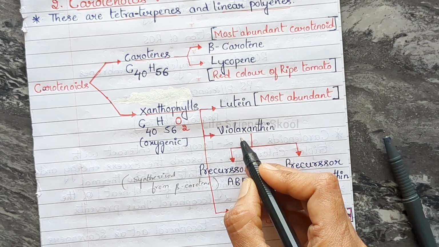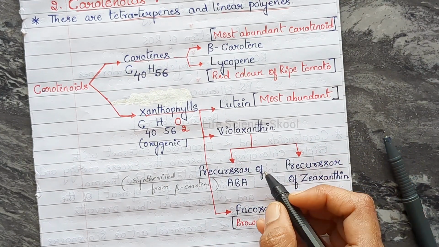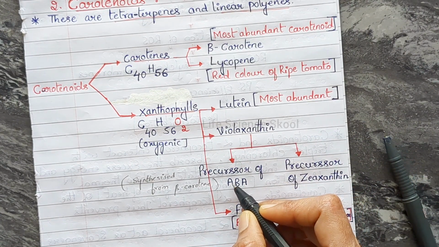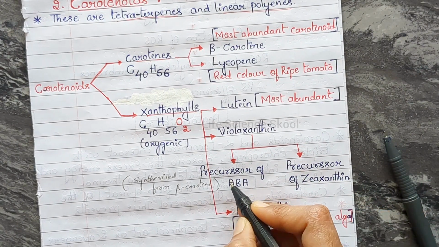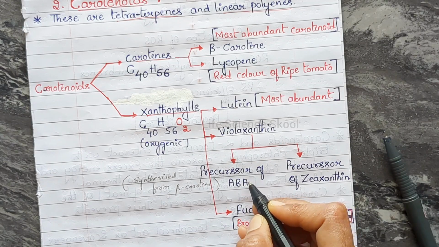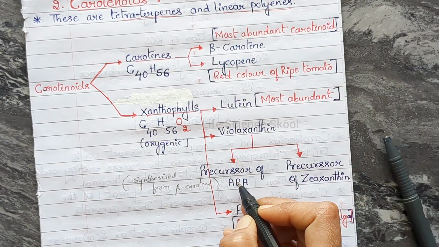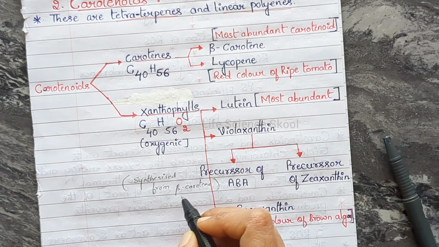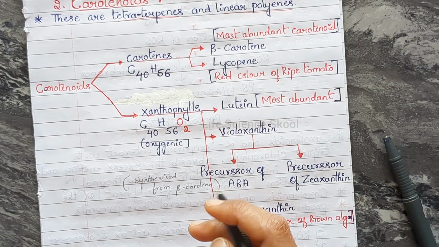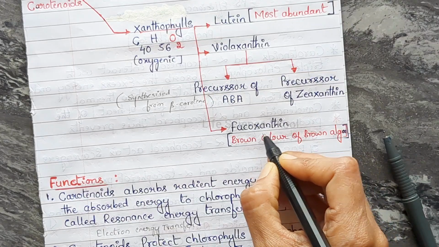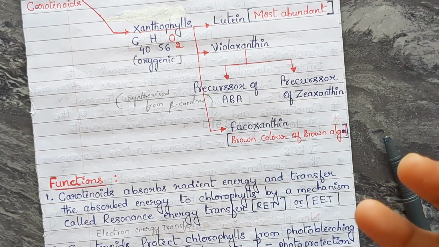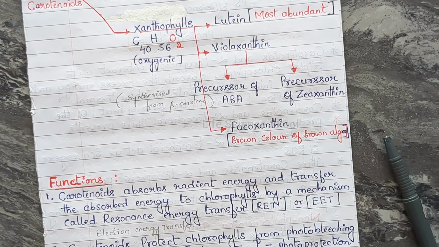And the second one, violaxanthin, acts as a precursor for ABA, that is abscisic acid, and it also acts as a precursor of zeaxanthin. The precursor of abscisic acid is violaxanthin, and the synthesis of this abscisic acid is from the beta carotene. That is the point you have to remember. Next, the third one, fucoxanthin. Fucoxanthin gives the brown color. You can see the brown color of the brown algae. That is called fucoxanthin.